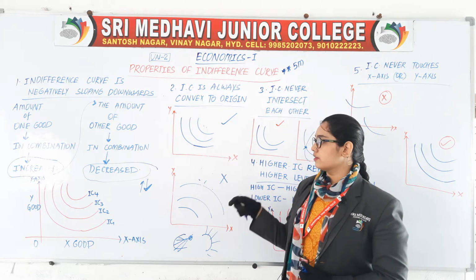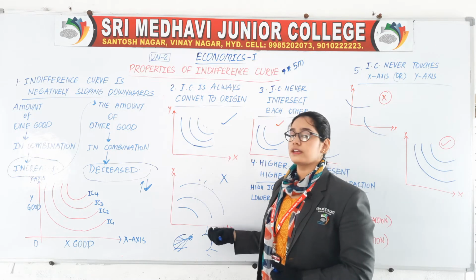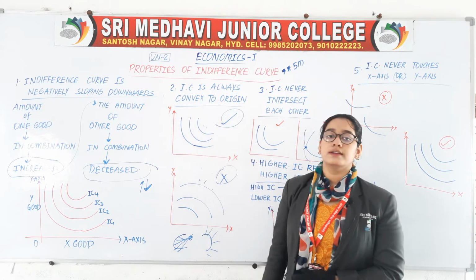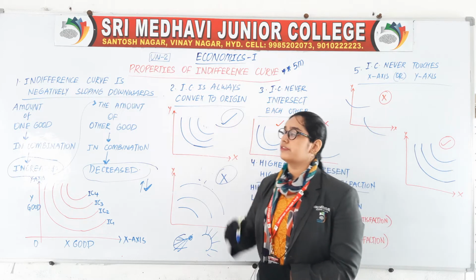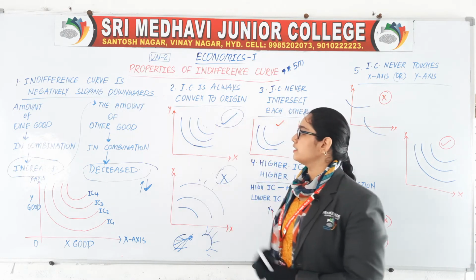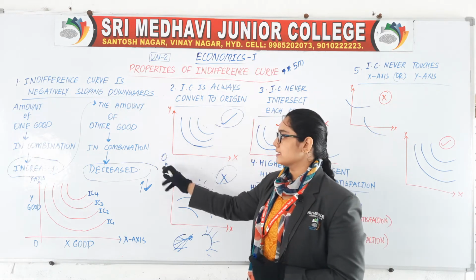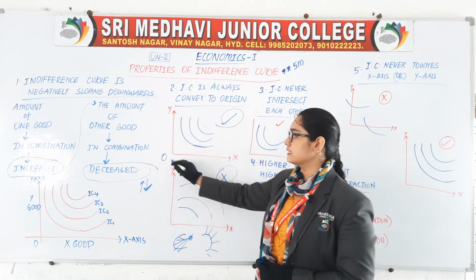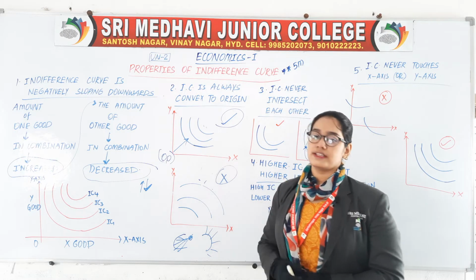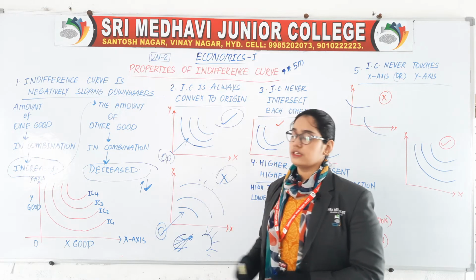This is called convex and this is called concave. So is the indifference curve convex or concave? It is not concave, it is convex. So the second property of the indifference curve is that it is always convex to the origin. Origin means what? 0, 0. For the y-axis this is 0, for the x-axis this is 0. So this is the origin. It is always convex to the origin. It is never concave to the origin.